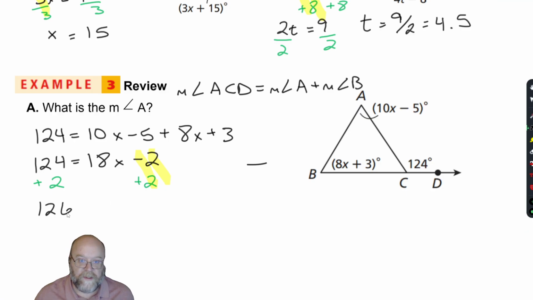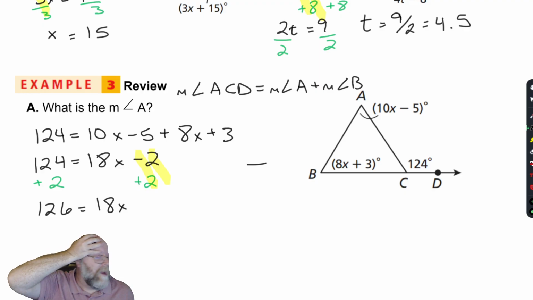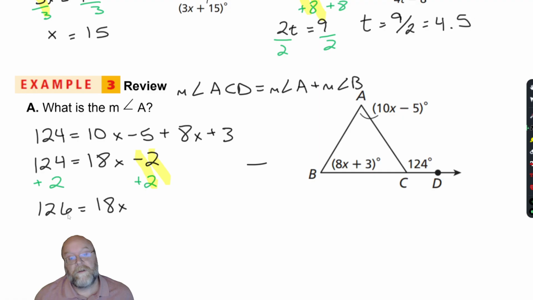That's going to be 126. 126 divided by 18. Uh-oh. I can't do it in my head. So hard in my head. What is it like? 2 something? 6? No. 4? Maybe? No. 9? 7? Probably 7. So let's say it's 7. Yeah, that's what it is.